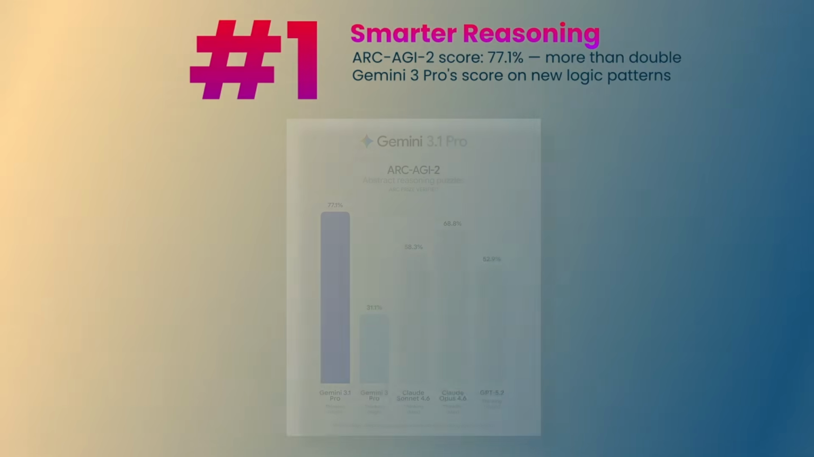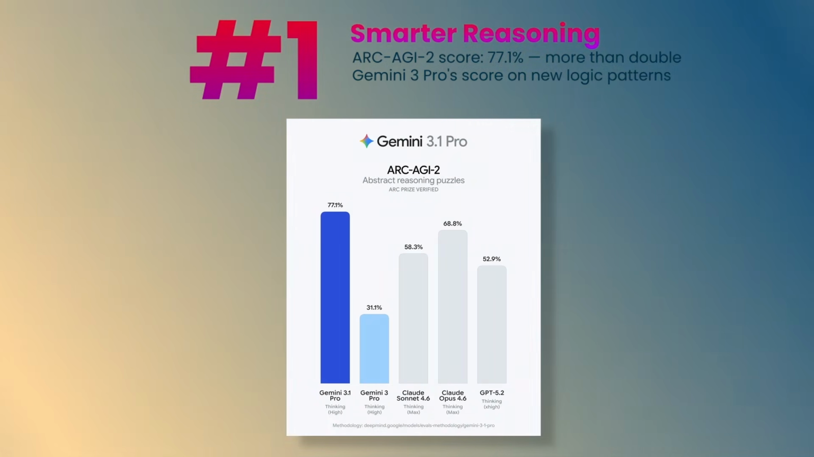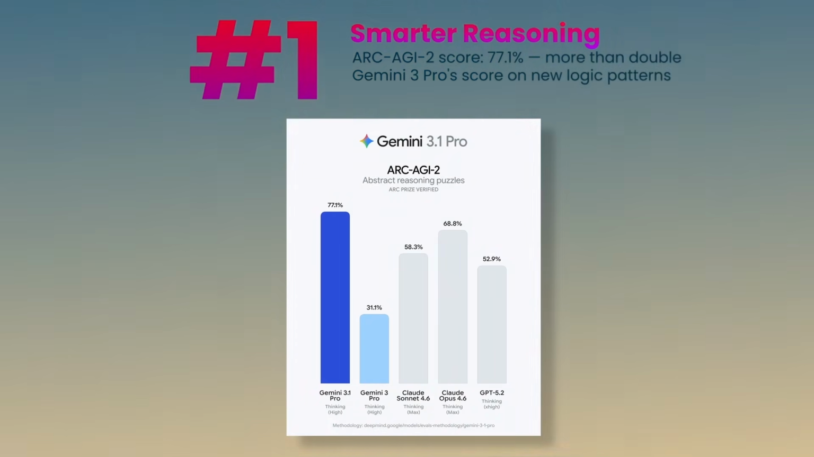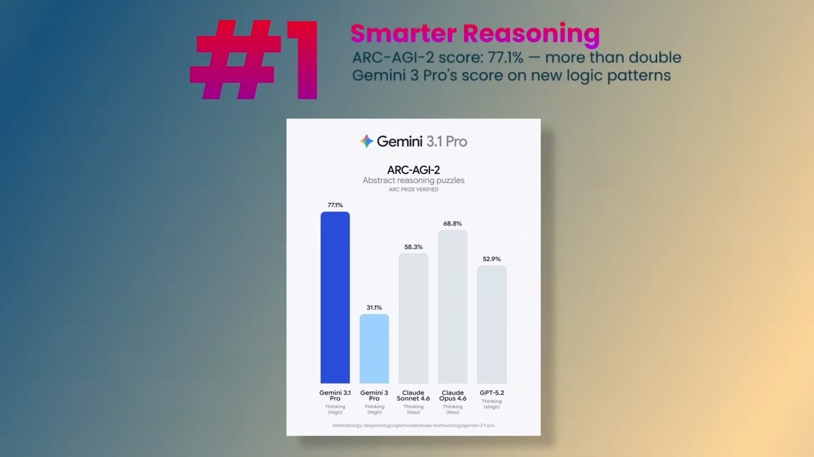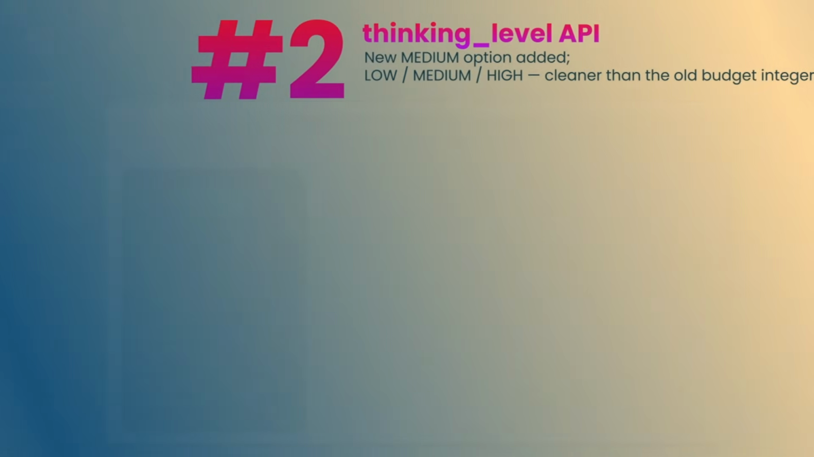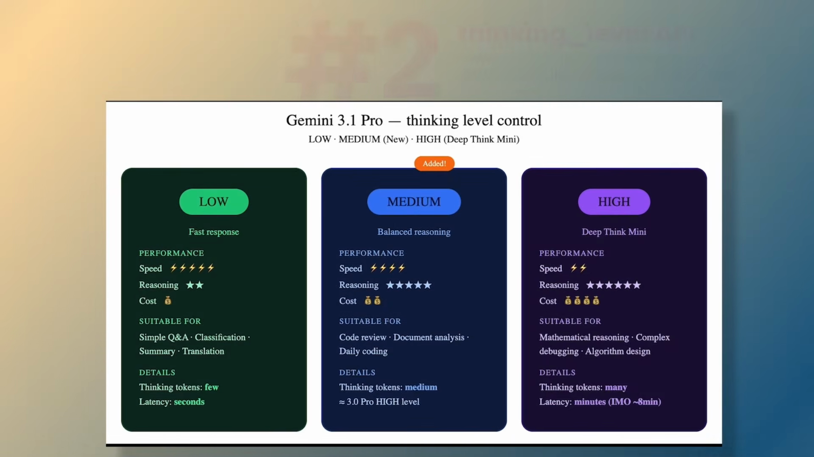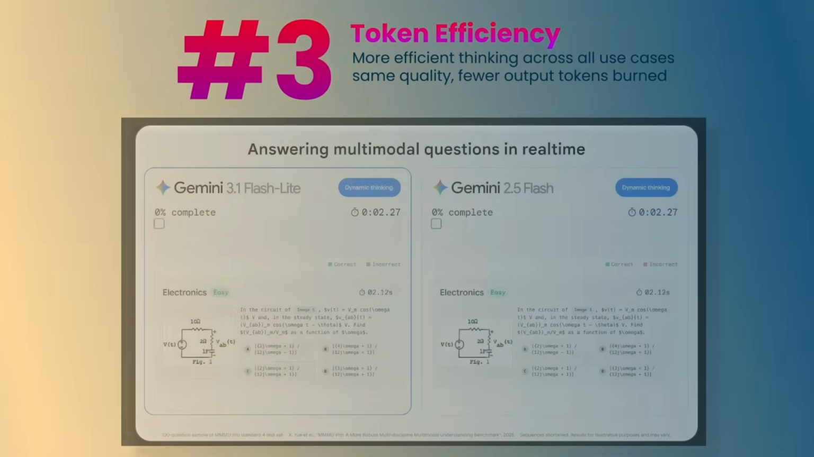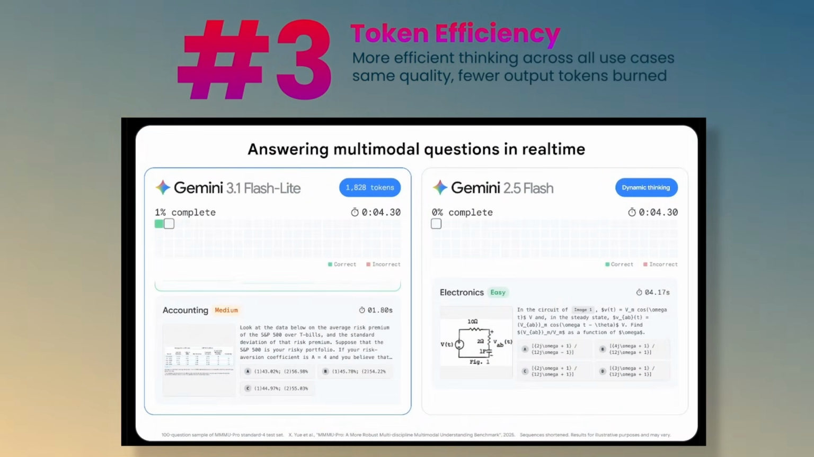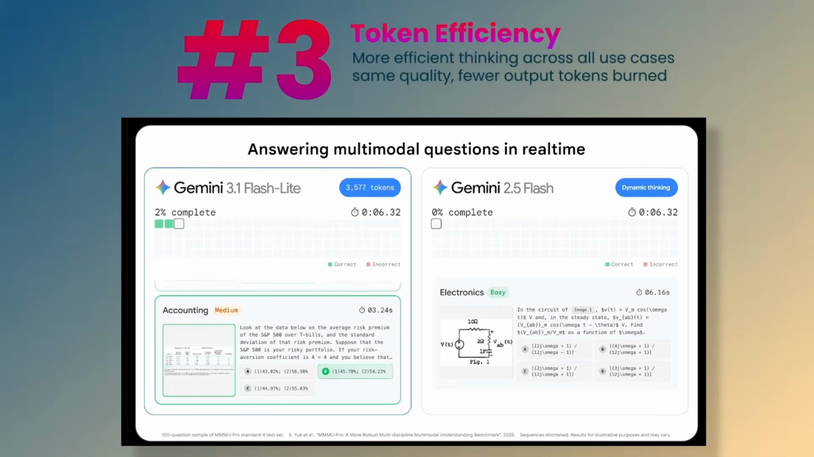Here is what makes 3.1 different from 3 Pro. Smarter reasoning: ARC-AGI-2 scored 77.1%, which is more than double Gemini 3 Pro's score on the new logic pattern benchmark. Thinking level API, new medium option added. Token efficiency: more efficient thinking across all use cases. Same quality, fewer output tokens burned.